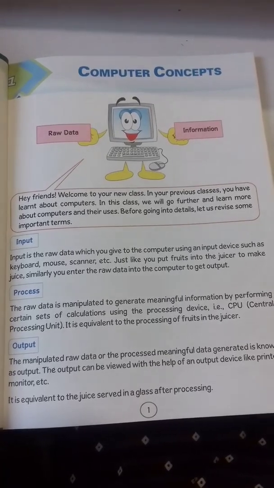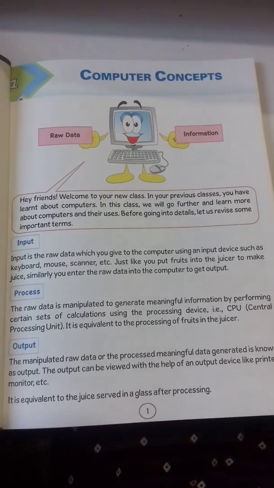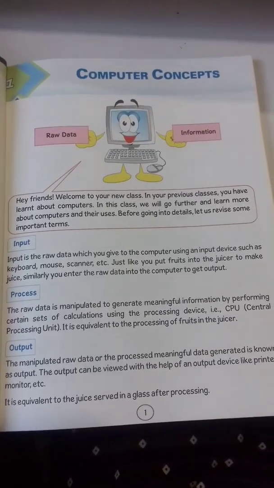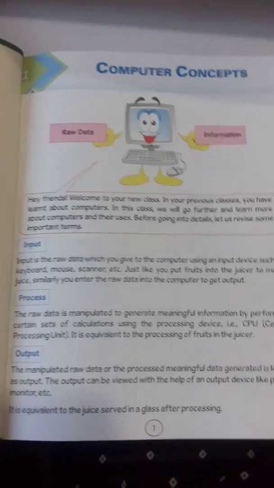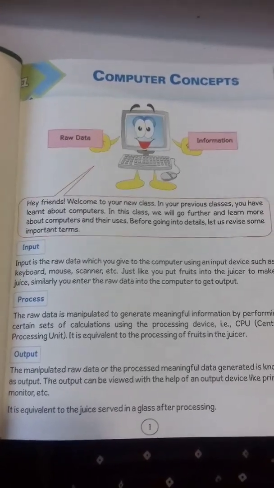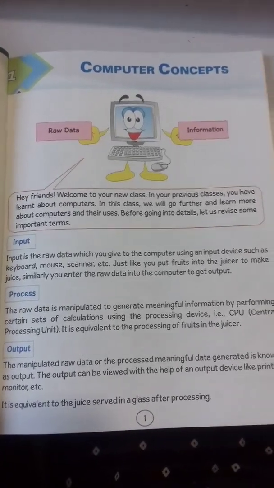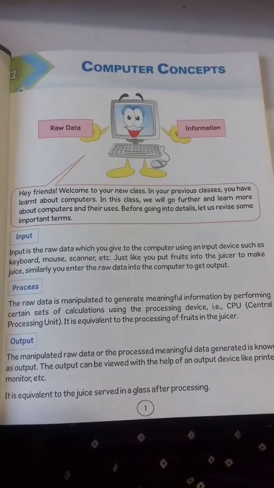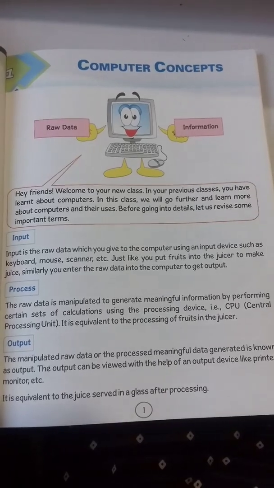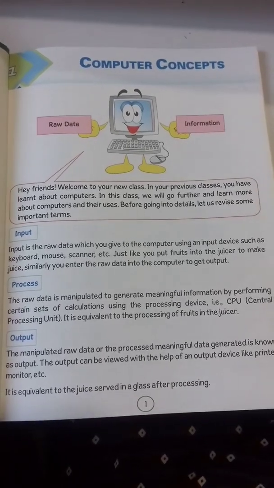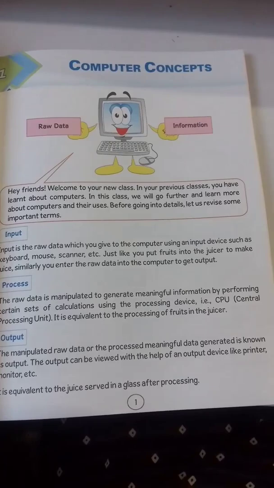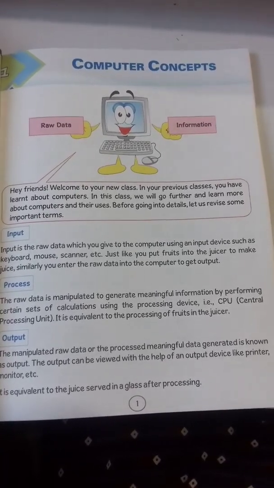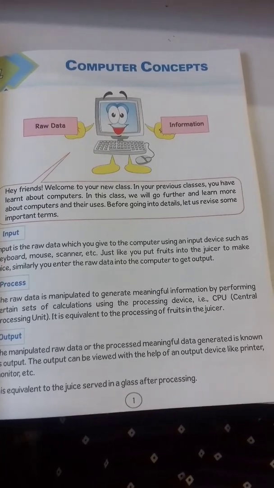Next is output. Output simply means a result. Like data that is manipulated and processed generates some data, that's called output. The output of the computer can be viewed with the help of an output device.